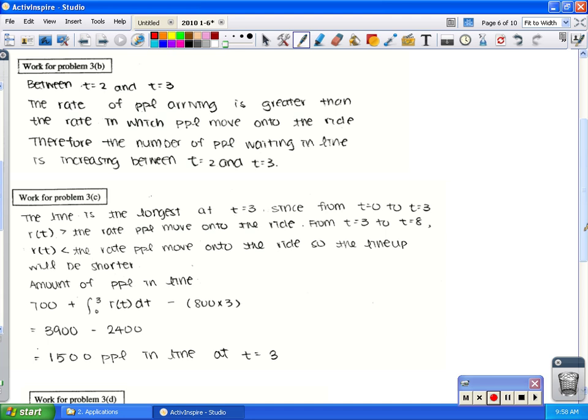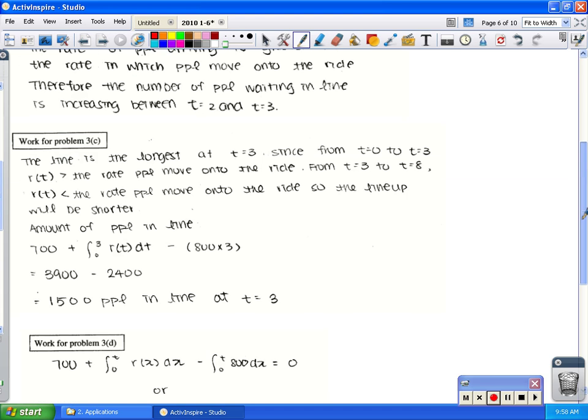And then really I'm interested in part C. The line is the longest at t equal to 3, since from t equals 0 to t equal to 3, r of t is greater than the rate of people that move onto the ride. So from 3 to 8, r of t is less than the rate of people that move onto the ride. So that's what I'm showing you on the graph. And the lineup will be shorter. And again, I want you to see how this student just kind of writes a little paragraph that explains, this is what I'm thinking, this is how I came up with my solution. So I want that to help you see that you don't have to write up your answers with math ease, so to speak. You write it so that somebody can understand what you're thinking.